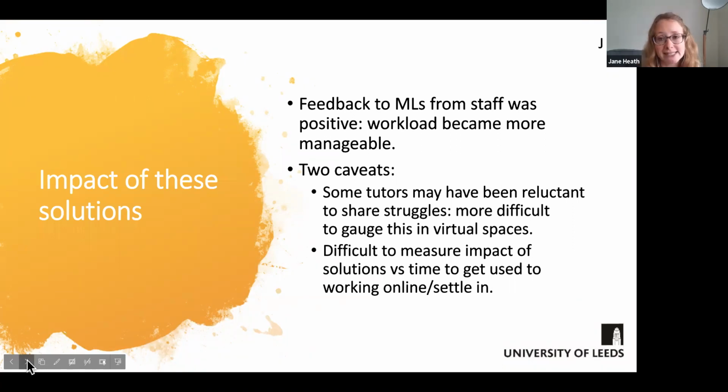However, the feedback that we did have from staff was really positive about all of those steps that we took. And it did seem that workload did become significantly more manageable in the second half of the course. So these solutions do seem to work quite well.